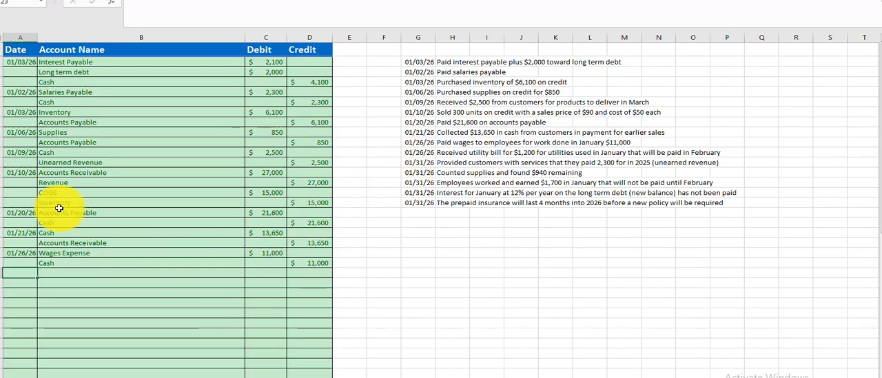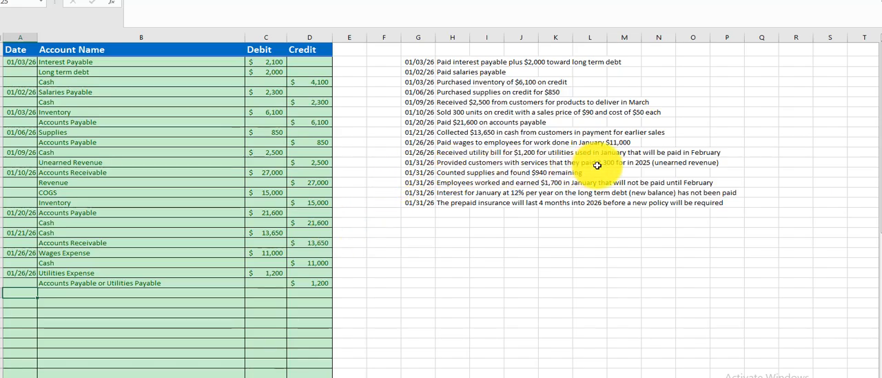Received a utility bill that will be paid later. This is that kind of a scenario. All right, so we have utilities. We've used the utilities, so we need to record the expense. But we're not going to pay for it until next month. So, two choices. We could put in accounts payable if we wanted to, or utilities payable if we wanted to separate that one from all of our other amounts we owed. Okay, either one is fine.